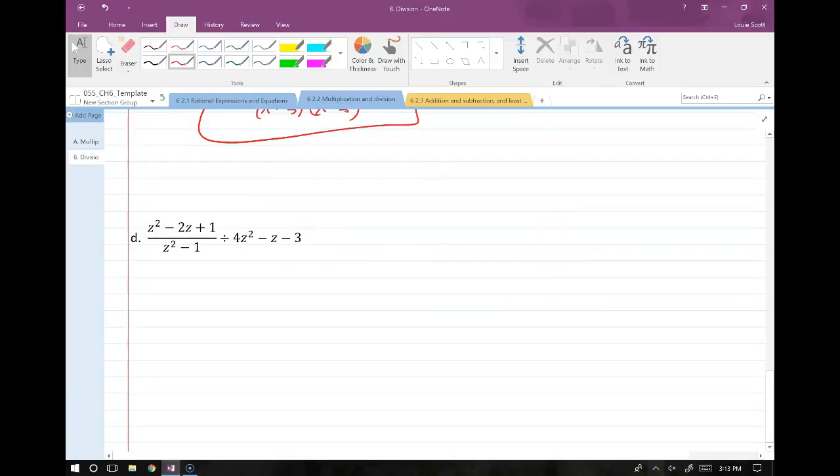Okay, here is another one. So remember, this polynomial is over 1, so when we flip it, it's going to be 1 over all that stuff. So this is equal to z squared minus 2z plus 1 at the top. At the bottom we have z squared minus 1. And then, of course, we have 1 over 4z squared minus z minus 3.